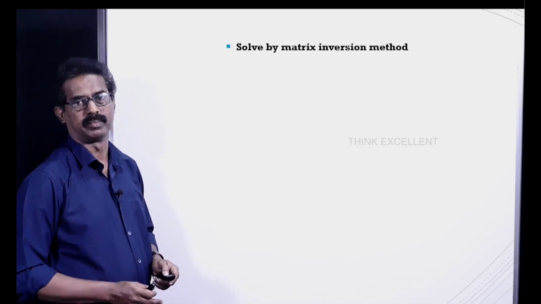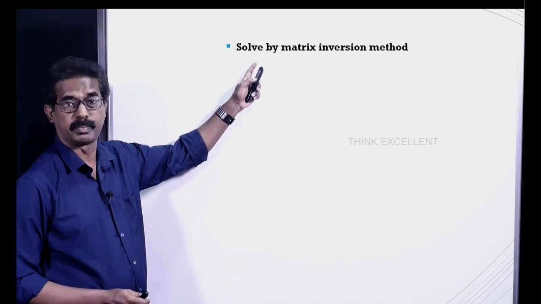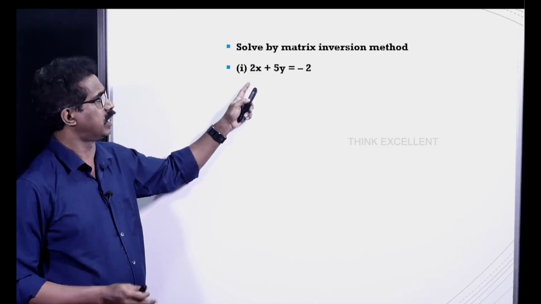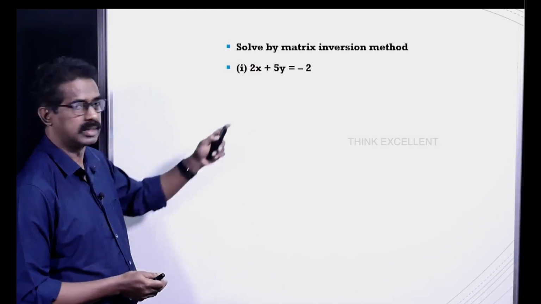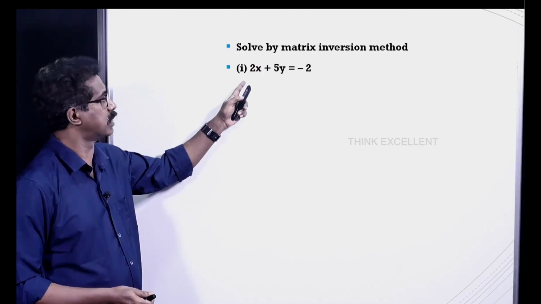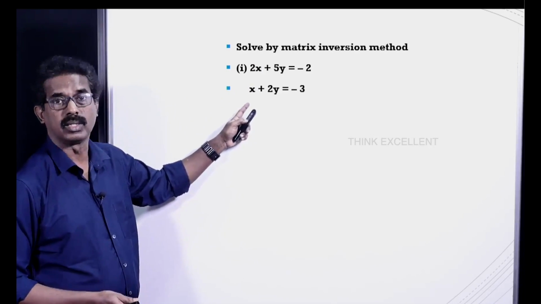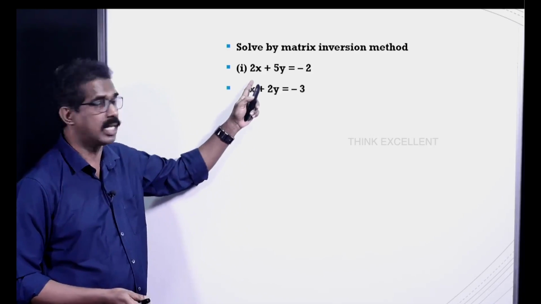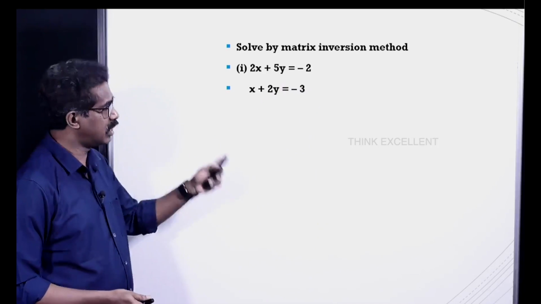See the first question. Solve by matrix inversion method. The method they specified here, right? First we take a very simple one with x and y alone, so you can understand very easily. First equation is 2x plus 5y is equal to minus 2. And the second equation is x plus 2y is equal to minus 3. So 2 equations given. Are they in the correct form? You check it. Yes, x, y, and on the right side you have a constant. So it is given in the correct form.